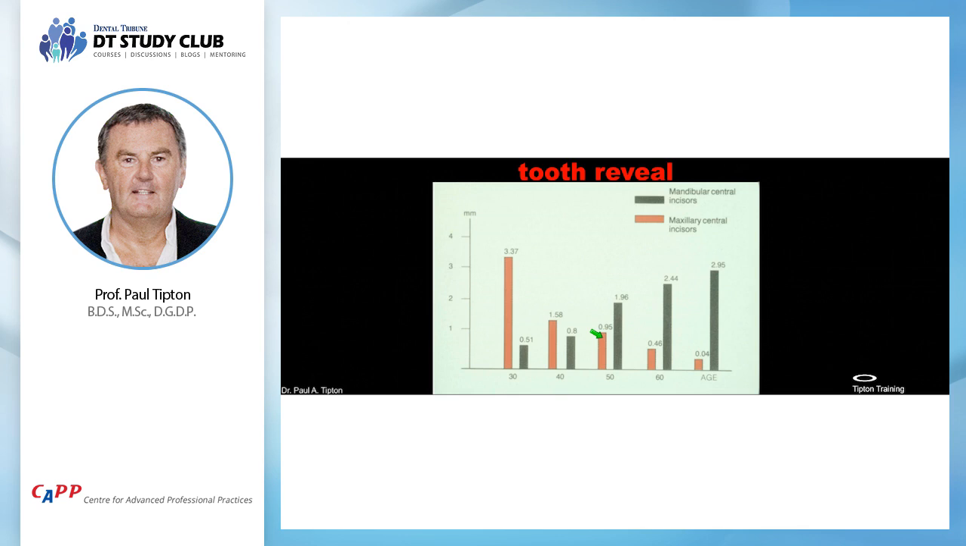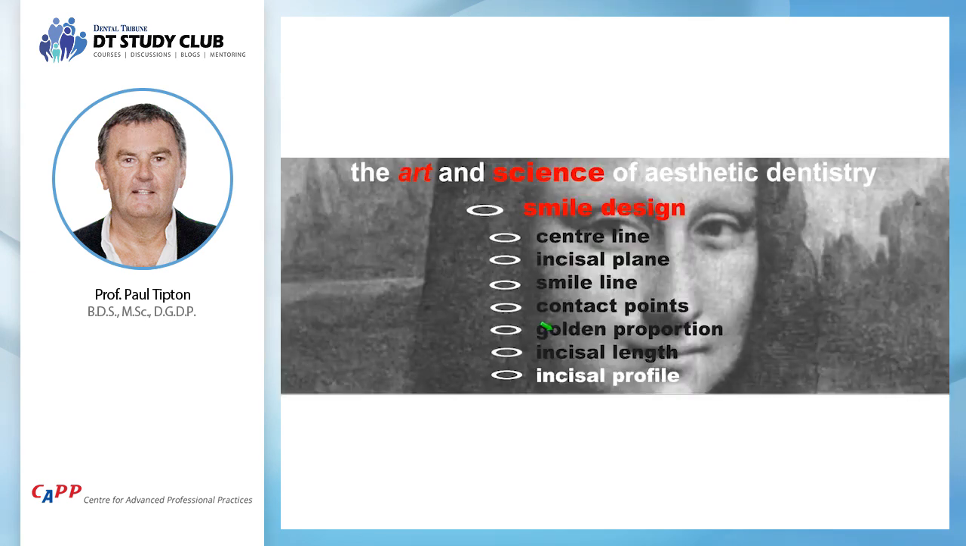Again, we take a 50-year-old and take her to 40. We take her from 2 millimeters of lower tooth showing to 0.8, from 1 millimeter of upper tooth showing to 1.5 millimeters. So this way we can make a smile look younger or older.